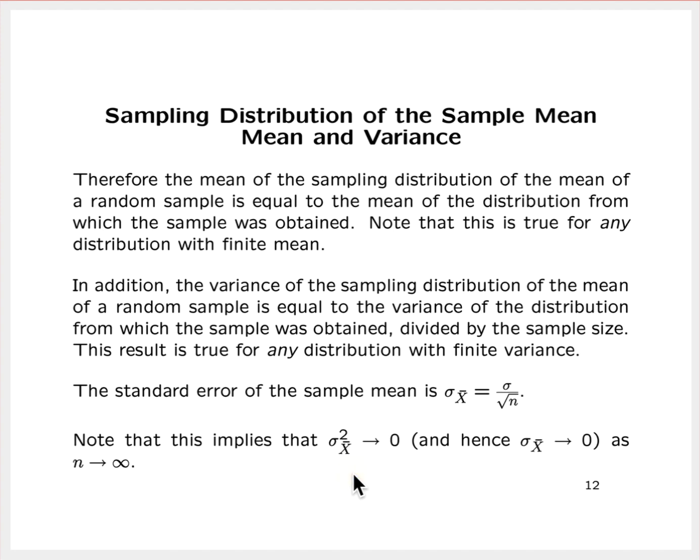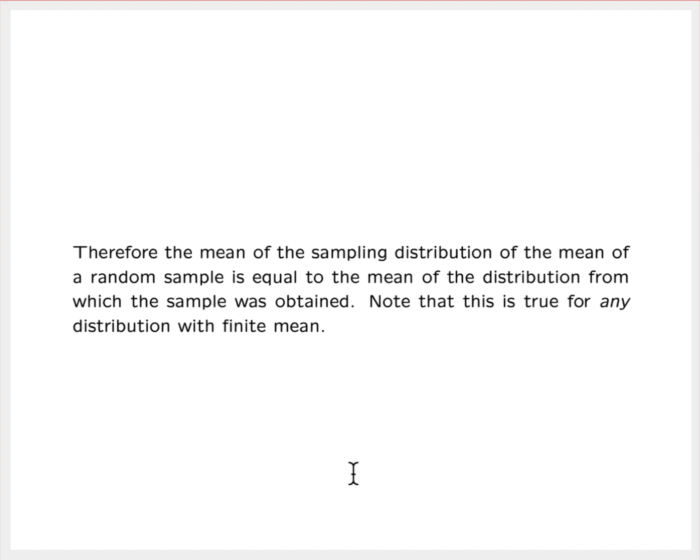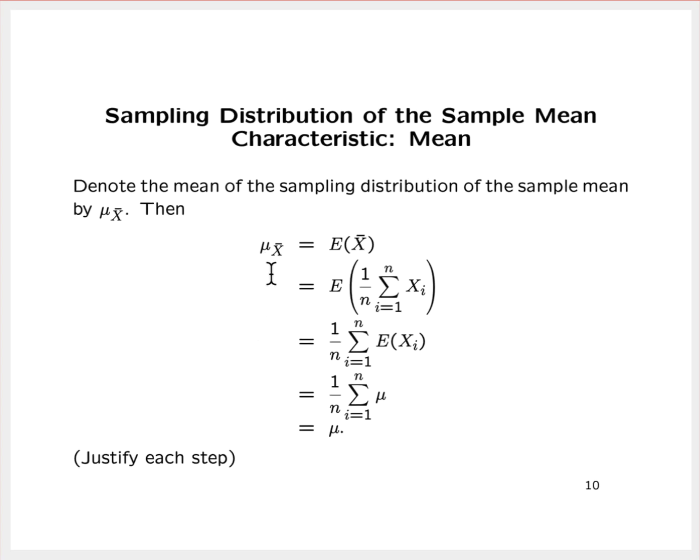The other reason that we use the sample mean to make inferences about the population mean is because of this fact here. The mean of the sampling distribution of the sample mean is always equal to the population mean itself. And so this means that the sampling distribution of the sample mean is always centered on the population mean, in the sense that, remember that the mean can be thought of as the center of mass of a distribution. And so the center of mass of the sampling distribution of the sample mean is always equal to the mean of the population from which the sample was obtained.